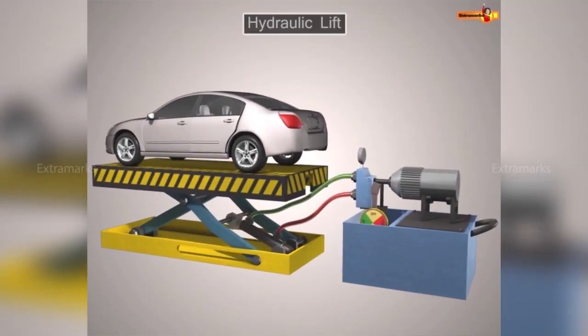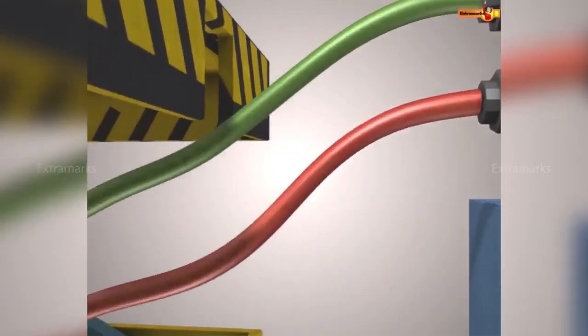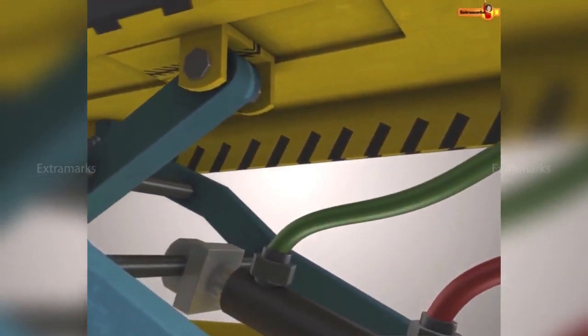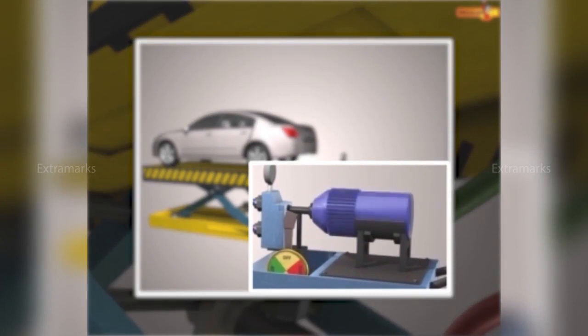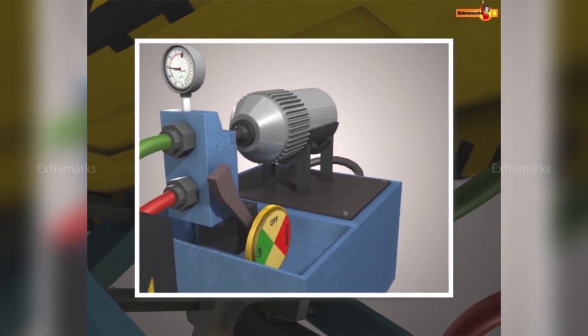Let us understand the working of a hydraulic lift. In a hydraulic lift, two cylinders of different area of cross-section are connected through a tube. Each cylinder is fitted with an airtight piston. An incompressible liquid is filled in the cylinders and the connecting tube. Now, a force is applied at the piston of the smaller cylinder.